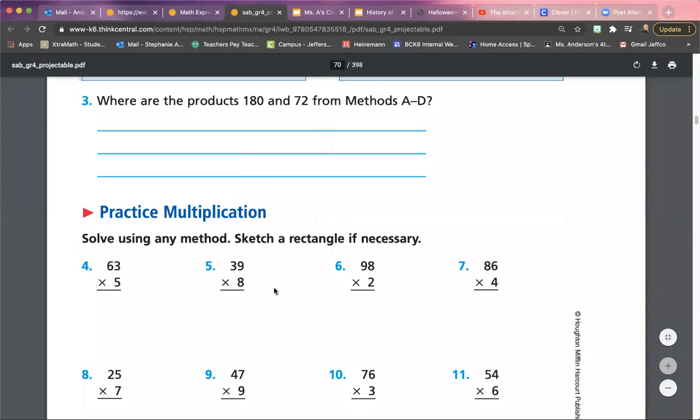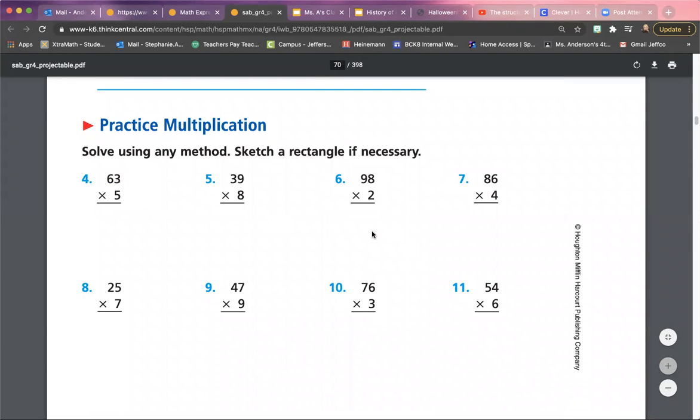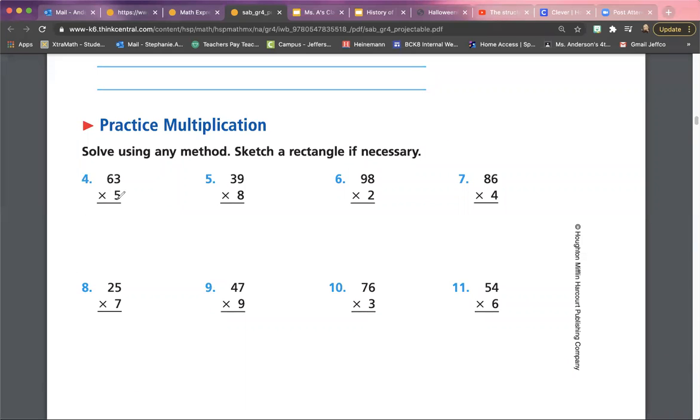I want you guys to pick out, I'm going to pause, I want you guys to pick out 3 of the problems from 4 through 11 to solve in your notebook. It says sketch a rectangle if necessary. So sketch an area model if necessary. If not, you can do your partial products, or you can do it the traditional top-down multiplication way. I want you to pick out 3. I mean, you could do all of them if you'd really like. Pick out at least 3 and solve them and try to use different methods.